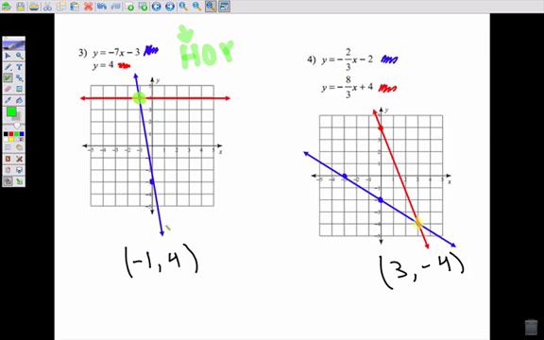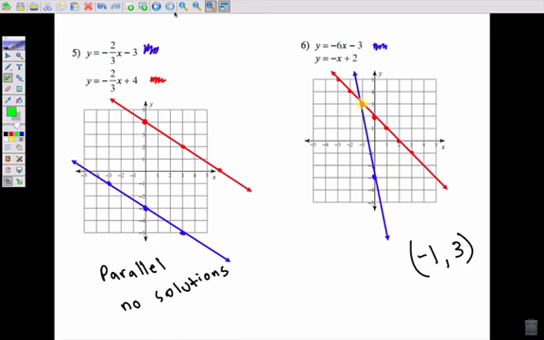Alright, and this blue line was one that you had to work backwards. So you started here at negative 3, and then you didn't have room to go down 7 and over 1, so you went up 7 and to the left 1. The next two, they meet down here at 3, negative 4.